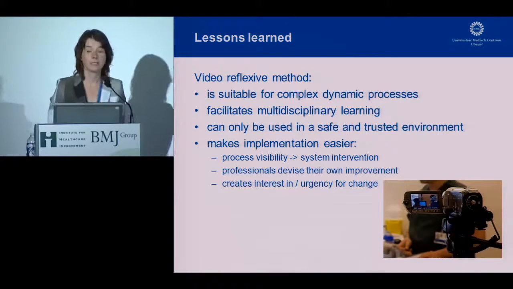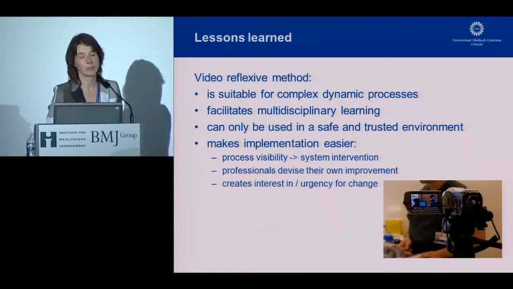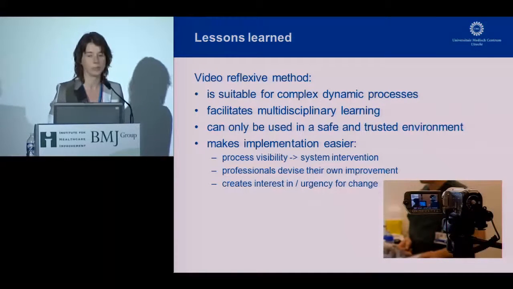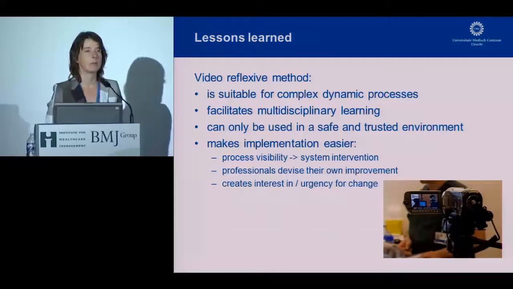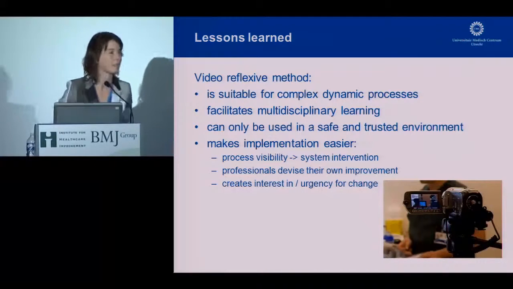So what have we learned? I hope especially the video clips have shown you that our method is very useful to change complex processes. And I would like to emphasize that it facilitates multidisciplinary learning. We learned that it's very important to use it only in a very trusted environment, since being videotaped makes professionals very vulnerable. And we believe that it also makes the implementation of changes a lot easier. Thank you for your attention.